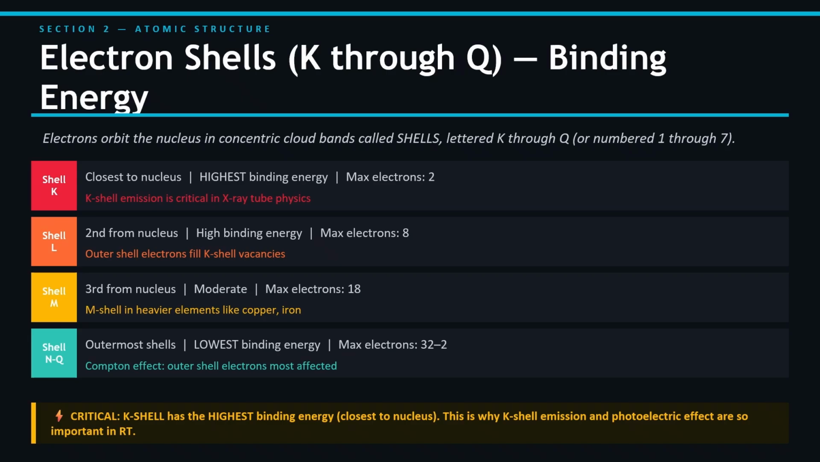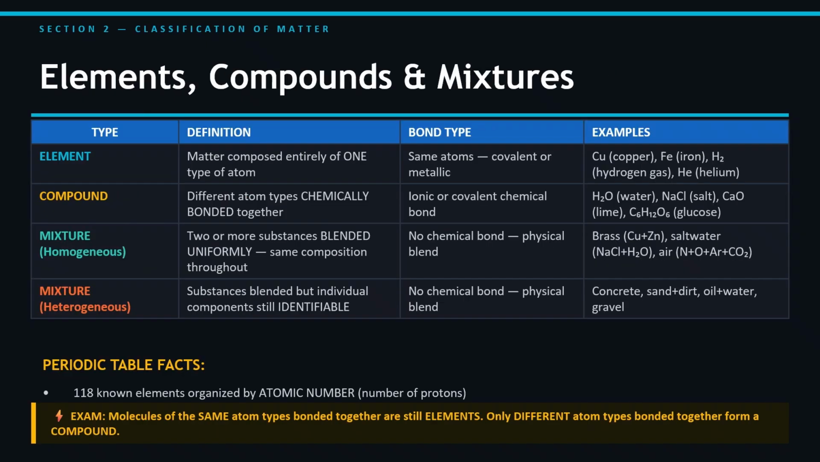So, when you see the term K-shell, think of high binding energy, inner shell electron transitions, and characteristic radiation. This understanding will make the next sections on photoelectric absorption and X-ray production much easier to follow. This slide establishes another basic distinction: element, compound, and mixture.